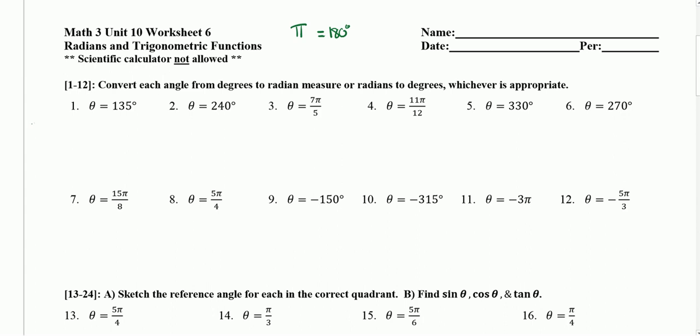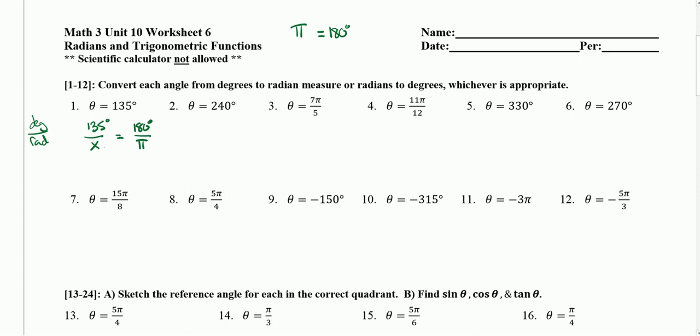And what I'm going to do is set up a proportion, degrees over radians. So I have 135 degrees. I want to convert that to radians. And I know that 180 degrees is equal to pi radians. And so here's a proportion we can use to solve for x.